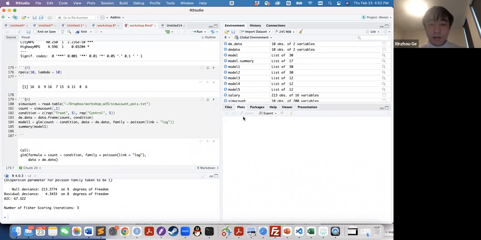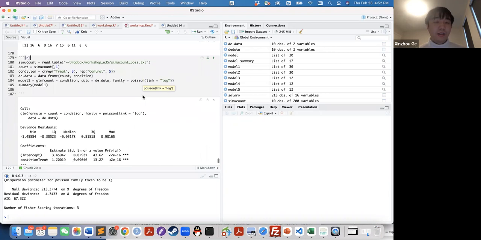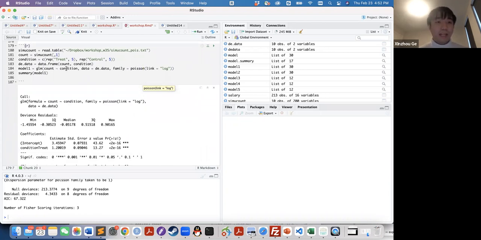Is the null hypothesis that all betas equal 0? Okay, thank you for your question. The null hypothesis here depends on what we are looking at. Here we only have one predictor, which is the condition. So it does not matter whether we are interested in one predictor or all predictors, because we only have one predictor here.